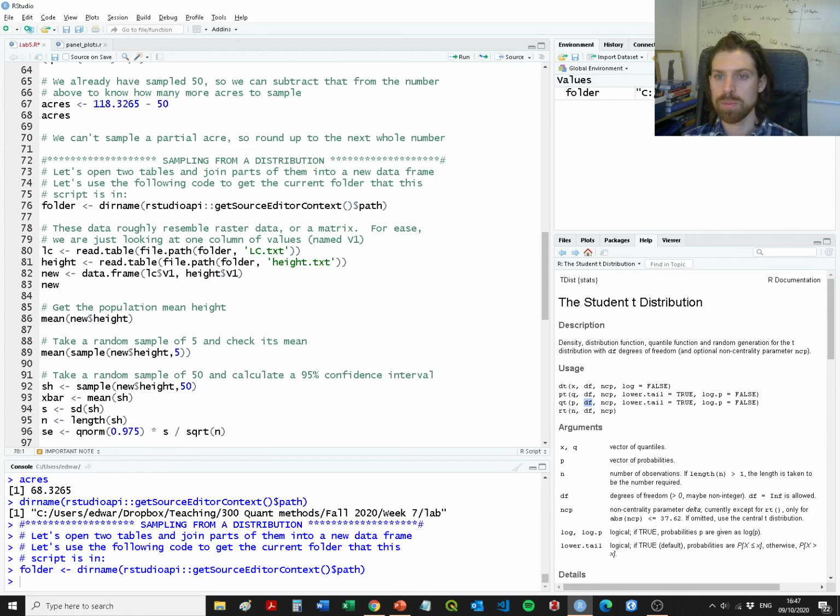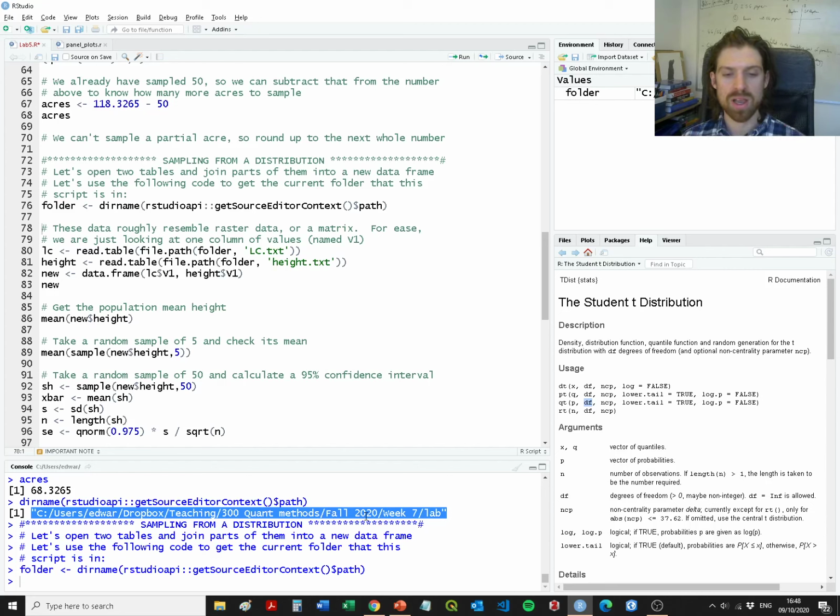When I assign it up here, you see it's in my C drive, it's in users, Edward, Dropbox, teaching, and so on. And I just printed it to the console down here. So you can see that it's gone all the way through my folder path to find the right one. And after using R for like 8 years, that's by far the quickest way to get the RStudio environment set to your current folder.